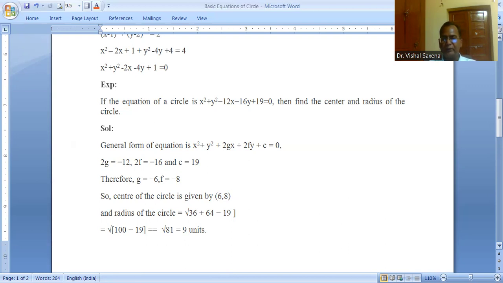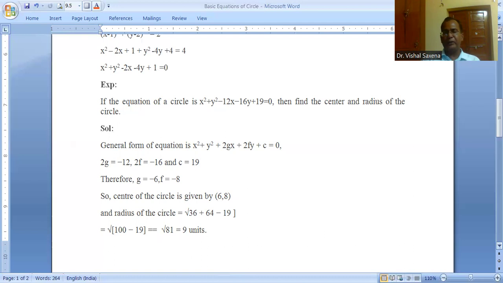that we will get 2g equal to minus 12 and 2f equal to minus 16. So these are the coefficients of x and y respectively. And c, the constant in this equation, is 19. So c is equal to 19. In this way, calculate g and f. So g becomes minus 6, while f becomes minus 8. So g equal to minus 6 and f equal to minus 8, and c is equal to 19.